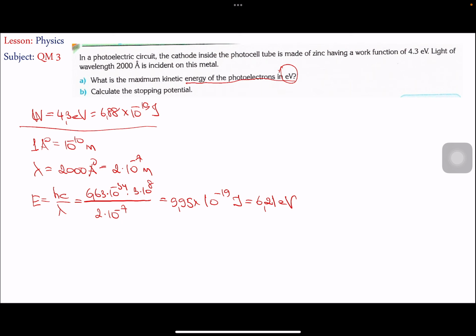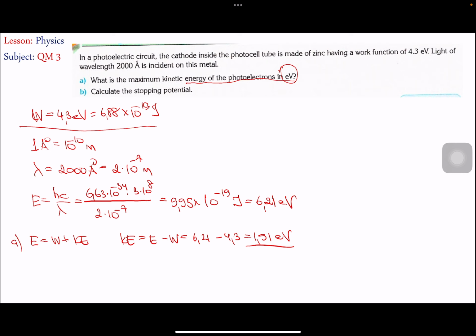electron volts. So if I write the equation for the conservation of energy, I know that energy carried by photon equals work function plus kinetic energy. So the kinetic energy of photoelectrons will be the difference between energy carried by photon minus the work function. So that is 6.21 minus, the work function, sorry, it's 4.3 here. So 6.21 minus 4.3 will be equal to 1.91 electron volts. And that's the kinetic energy of photoelectrons in electron volts. So we solved the A part.